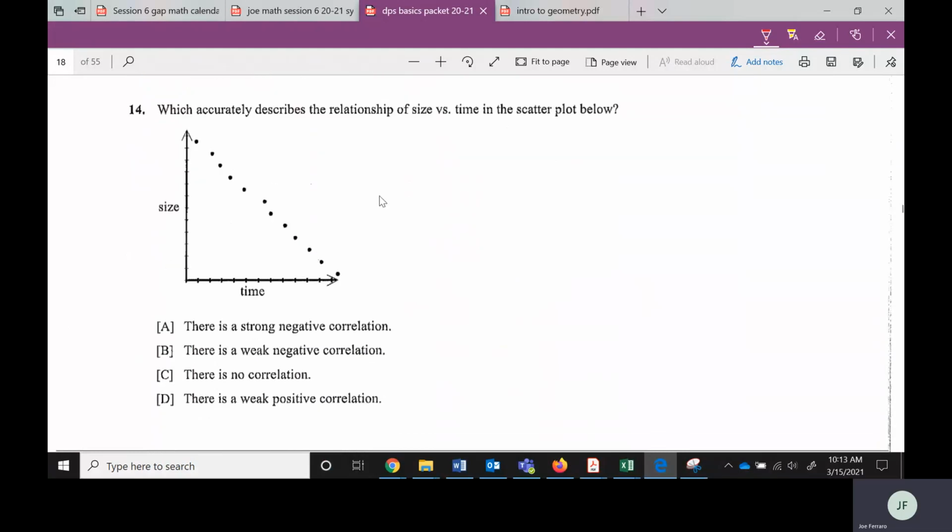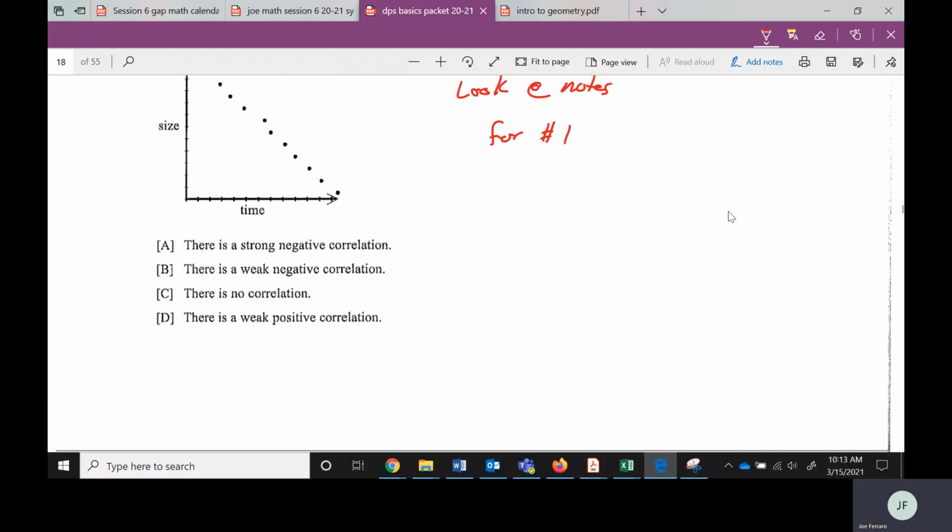Here, which one accurately describes this? I'm not going to do it for you, but I'm going to tell you, look at the notes for number 1. We talked about positive and negative correlation on number 1. So you look there.